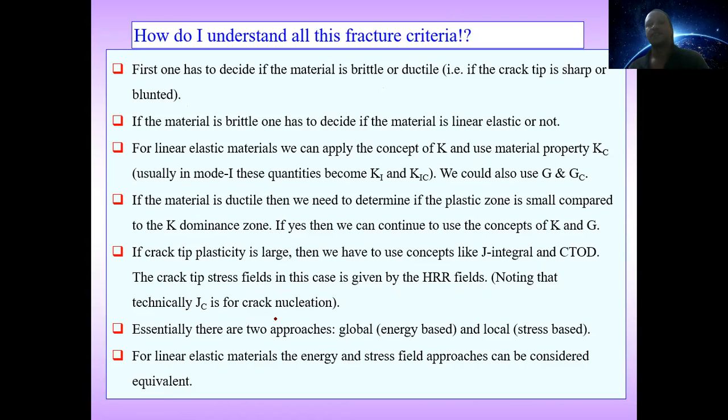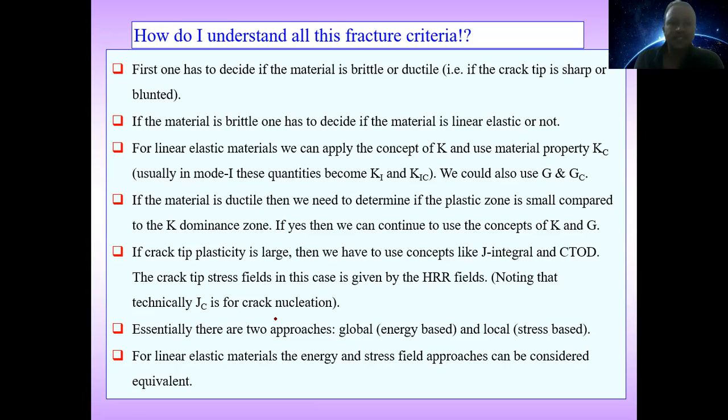How do I understand the fracture criteria? First, one has to decide if the material is brittle or ductile. That is the first phase. Then, whether the crack tip is sharp or blunt: for the brittle it is sharp, for the ductile it is blunt. If the material is brittle, one has to decide whether the material is linear elastic or not. That is another case.